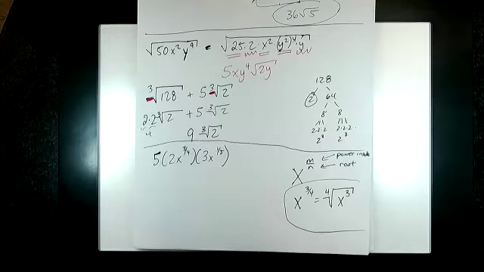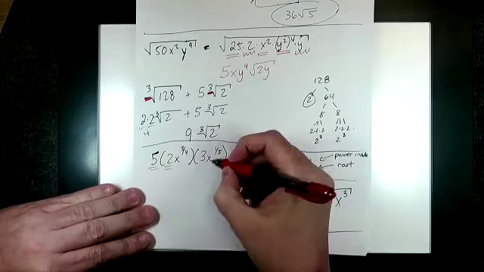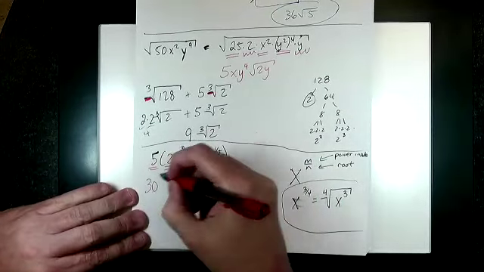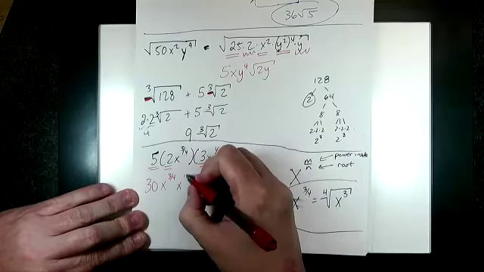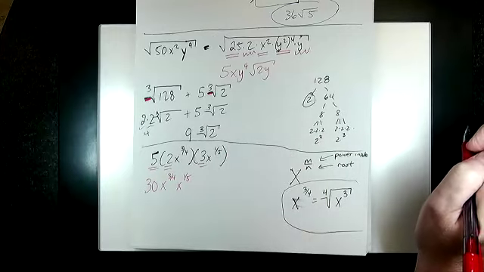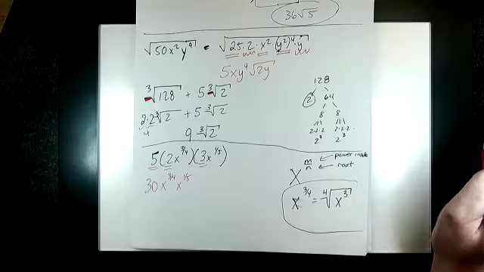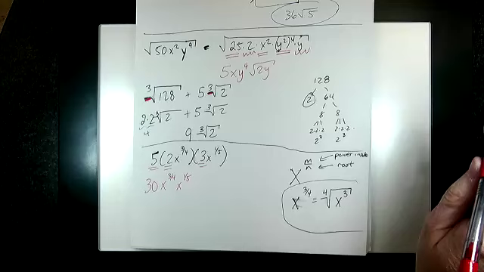The exponent is not on the 2. Those are separate. 5 times 2 is 10, times 3 is 30. Then I have this. What do I do with that? Can I do anything with that? Find that common denominator. Why?